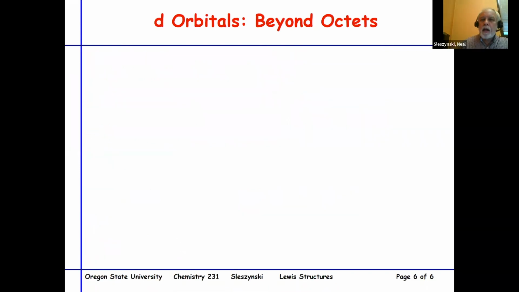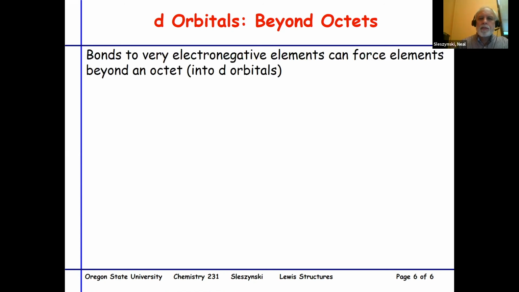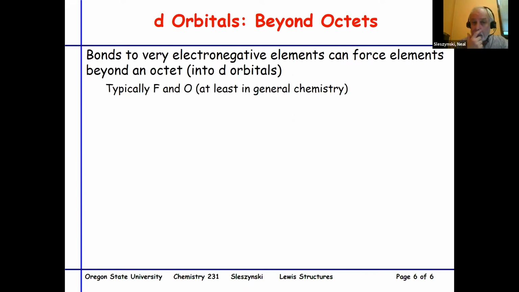Finally, we should look at compounds that use d orbitals in these types of Lewis structures and end up expanding beyond octets. So bonds to very electronegative elements can force other elements in those molecules to expand beyond an octet into d orbitals. So where are we going to find elements that have very high electronegativities? Typically we're looking at molecules that contain fluorine or oxygen. At least in general chemistry, we'll limit ourselves to those.